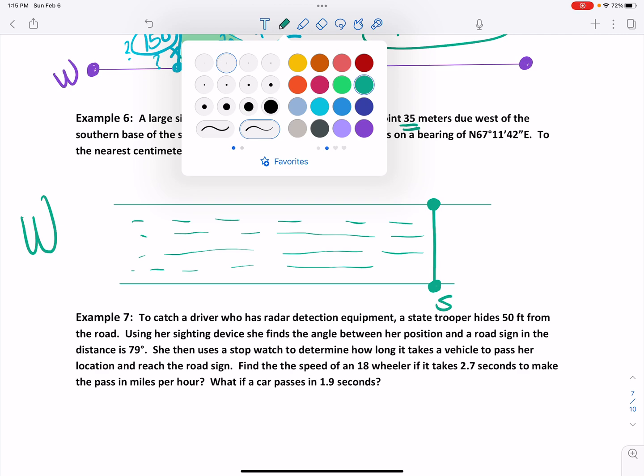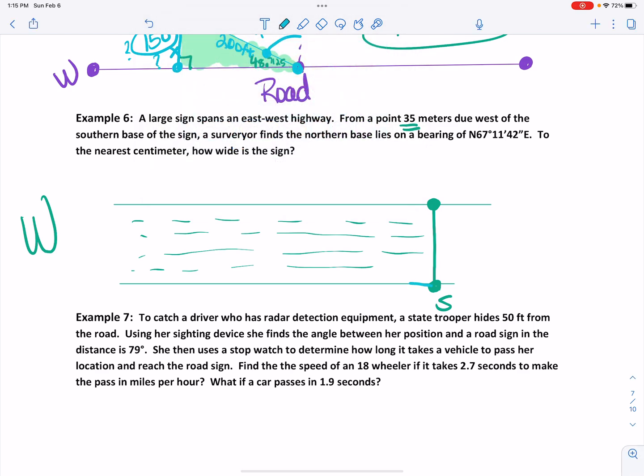Every year kids are like, how am I supposed to know? You got to read it. So I'm going due west of the southern, and I'm going 35 meters. A surveyor finds the bearing of this line. So he finds this line right here, okay? And he finds that it's on a bearing northeast. So that's outside of the triangle.